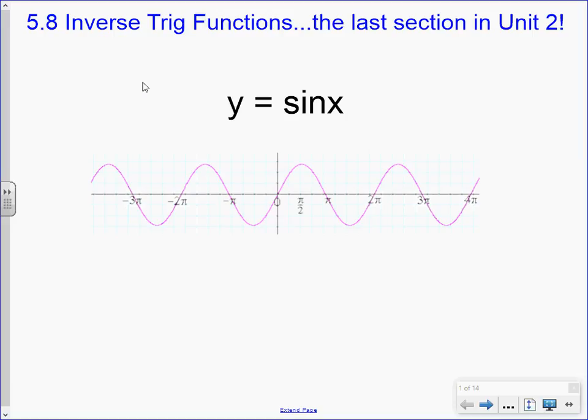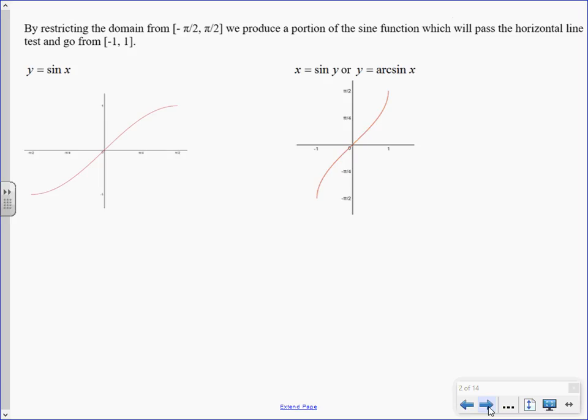What we've done in order to let y equals sine of x have an inverse is we restrict the domain to negative pi over 2 to pi over 2. Now does this pass the horizontal line test? So this is y equals sine of x, and you have that on your paper. When we reflect this about the line y equals x, or if we take all those coordinates and we switch x and y, we get this graph.